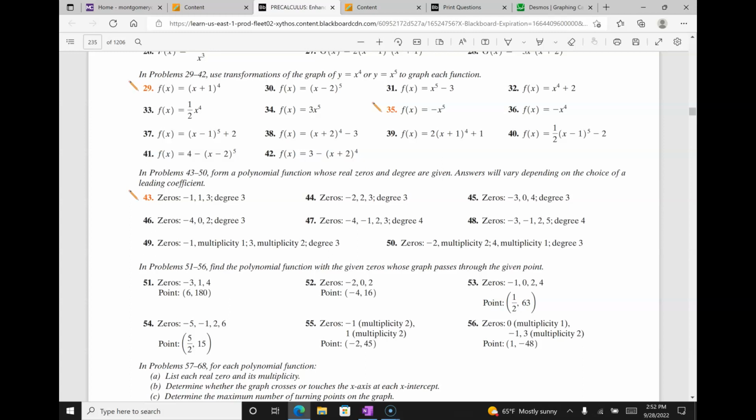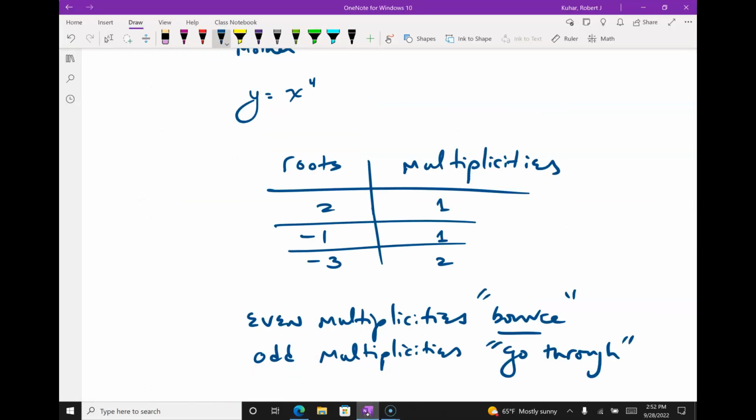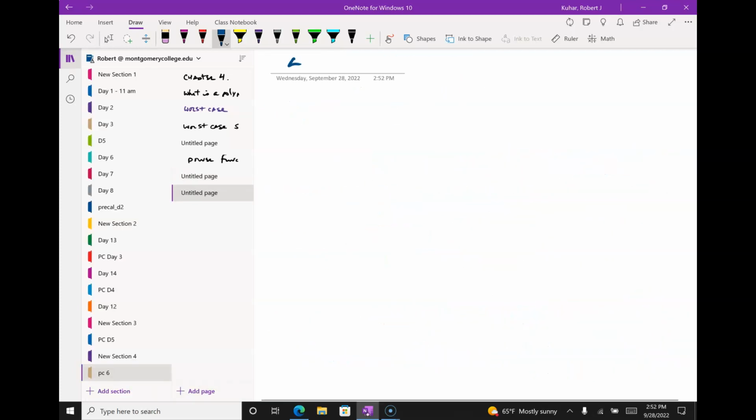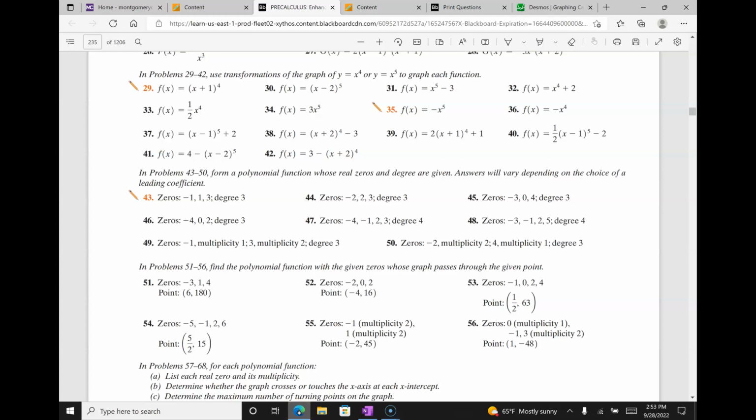When they don't give me an option, we'll say that the leading coefficient is 1. So number 43, I want 3 zeros. I want it to be of 3rd degree, right? And I want the leading value to be 1. So this is 4.1. And I just want to take a picture of it real quick. Number 43.